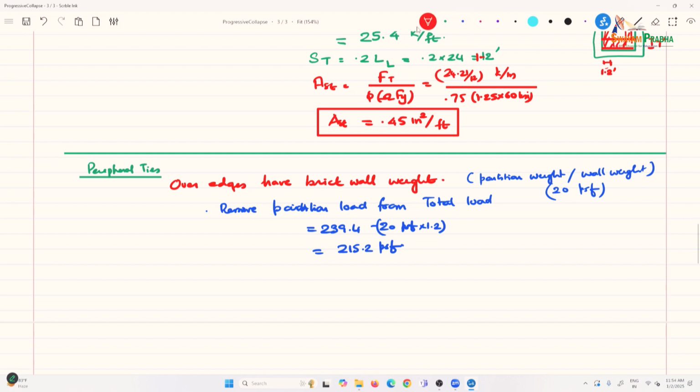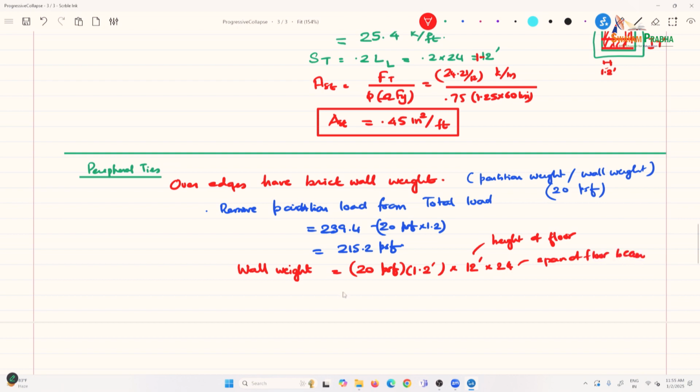The wall weight, now this is as a distributed load. So, the wall weight is 20 PSF multiplied by 1.2, and the height of the floor multiplied by the span of the floor beam comes to 6.91 kips.